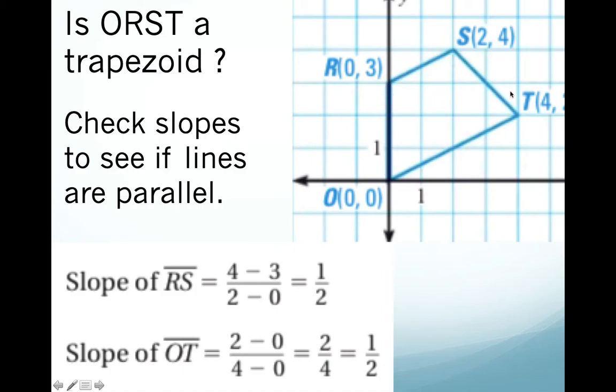The other two segments do not appear to be parallel, and if you check the slopes, you will indeed find that RO has an undefined slope, and ST has a negative slope. Those are not parallel. We do have one pair of parallel lines. We do have a trapezoid.